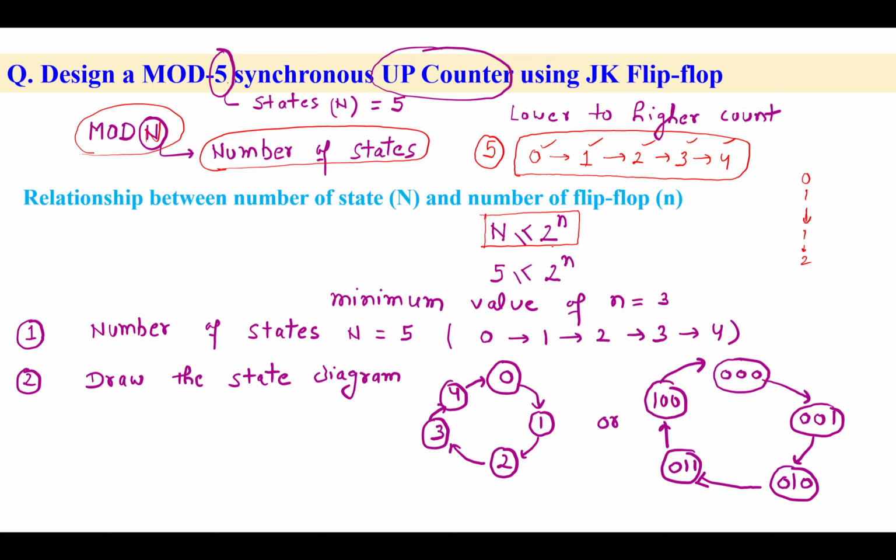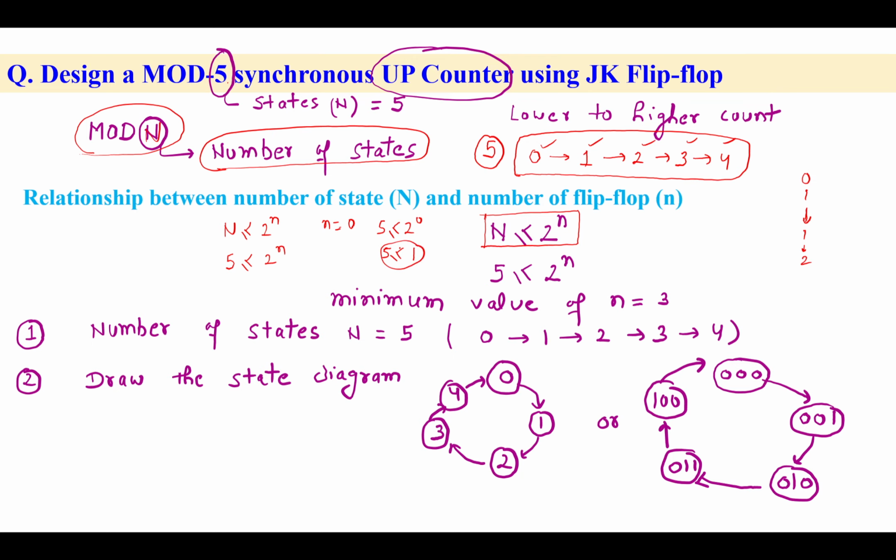There is a relationship between the number of states and the number of flip-flops: capital N is less than or equal to 2 to the power n. Capital N denotes the number of states, so N value is 5 and this condition must be maintained. If you put n equal to 0, then 5 is less than or equal to 2 to the power 0, which is 1. That is not possible, this condition is false.